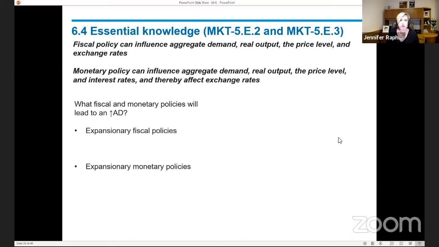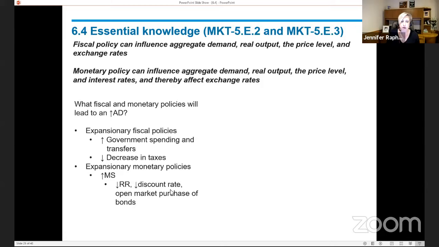So we know that expansionary policies are designed to stimulate aggregate spending. Okay, expansionary policies, direct spending by the government is going to increase aggregate demand. A decrease in taxes is going to indirectly influence aggregate demand. When you cut taxes, people have more disposable income, they spend more money, C goes up. How about expansionary monetary policies?